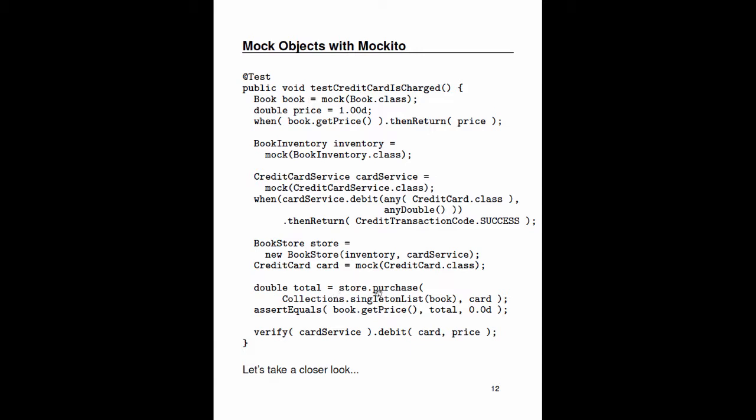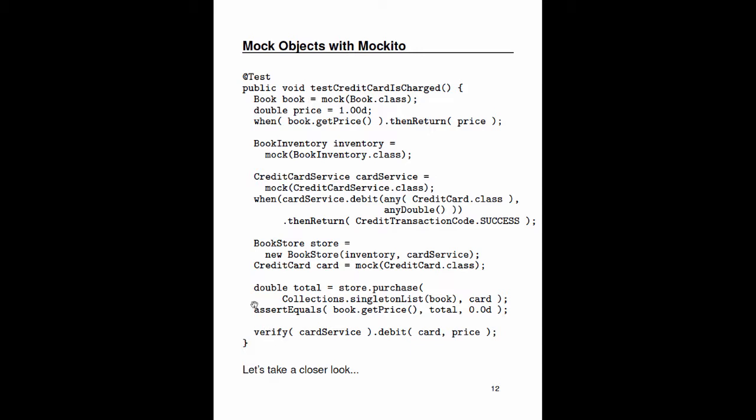And now I'll invoke my method under test. So I'll call store.purchase with my book that I care about, it's a mock book, using the credit card that I care about, it's a mock credit card, and then assert that yes, the price of the book was what I expected. The total is the price of the book with 0 deviation. So that's the same old stuff I would expect from before.